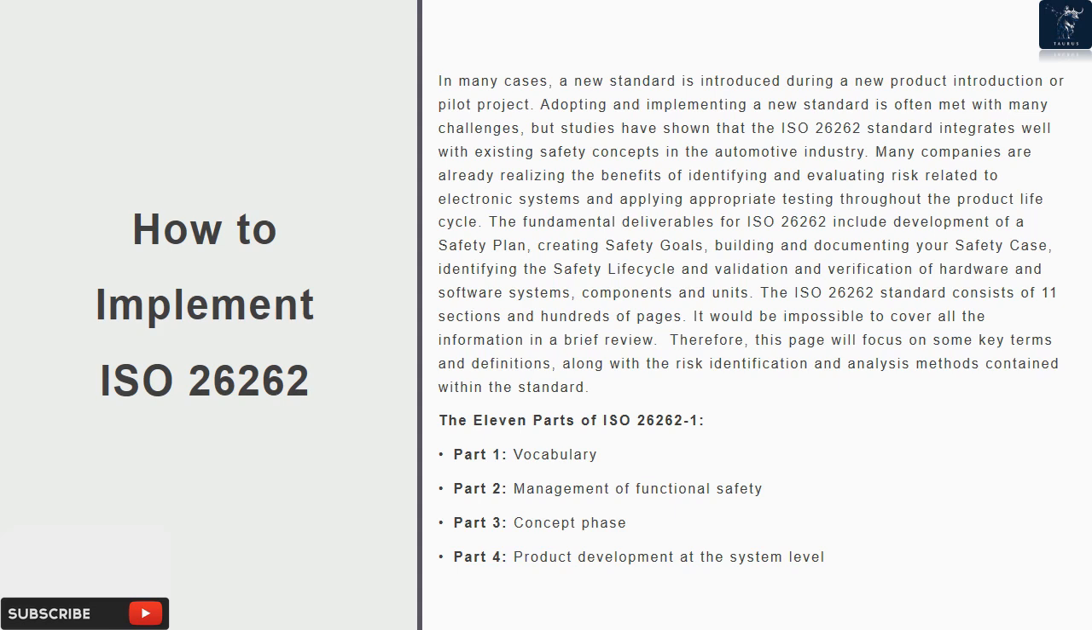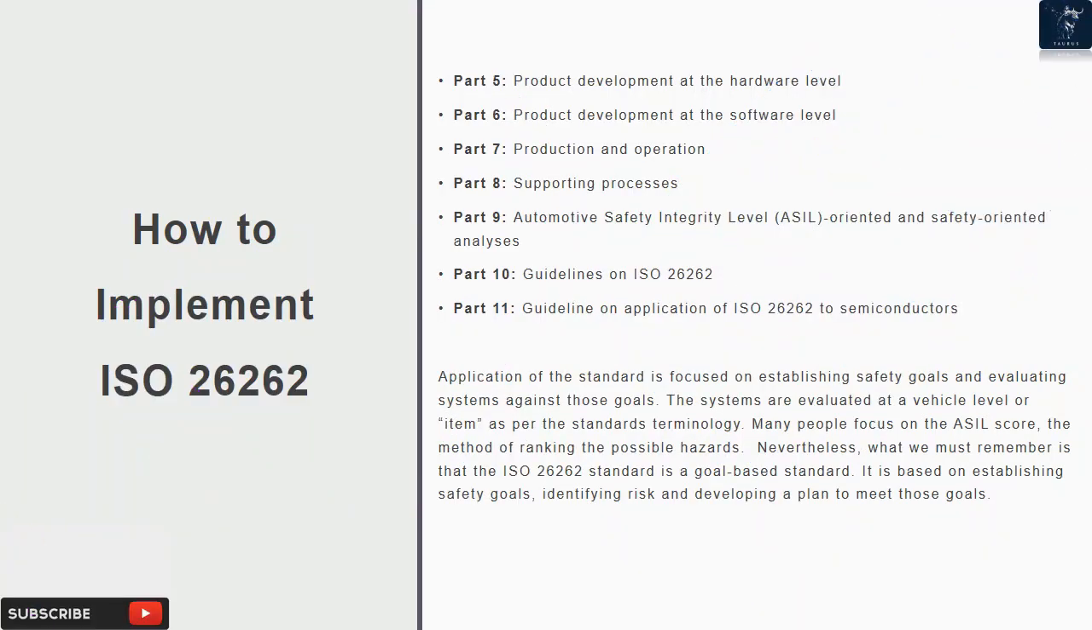26262 are: Part 1, Vocabulary. Part 2, Management of Functional Safety. Part 3, Concept Phase. Part 4, Product Development at the System Level. Part 5, Product Development at the Hardware Level. Part 6, Product Development at the Software Level. Part 7, Production and Operation. Part 8, Supporting Processes. Part 9, Automotive Safety Integrity Level (ASIL) Oriented and Safety-Oriented Analyses.